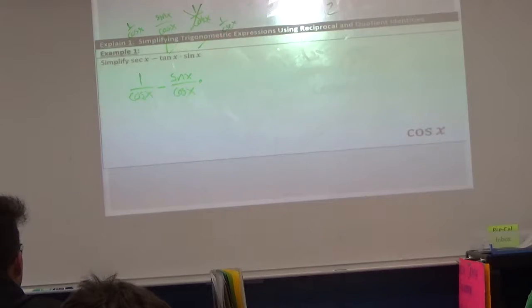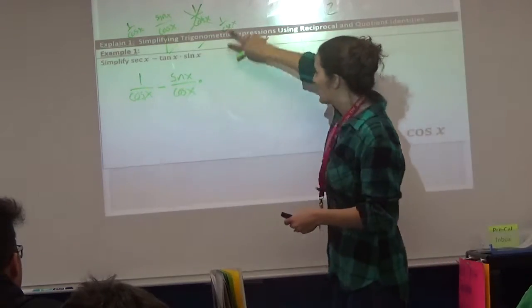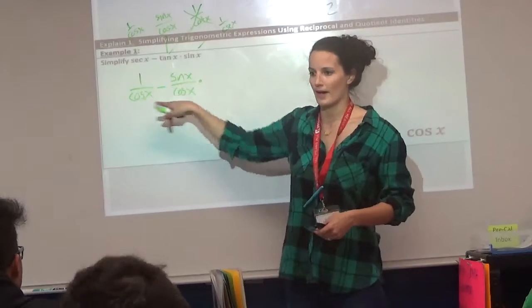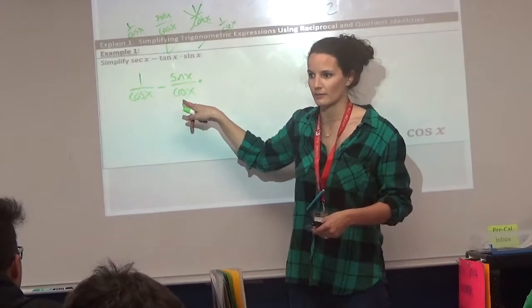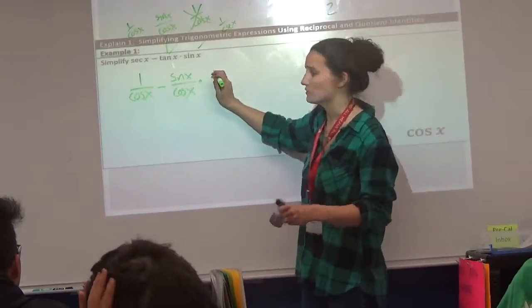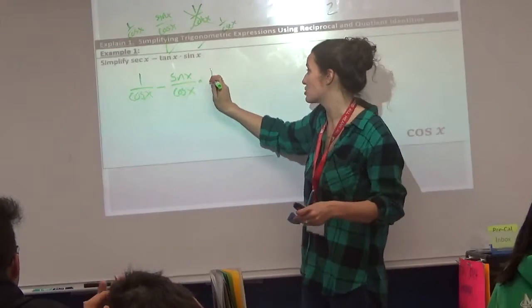I could write sine as 1 over cosecant, but I could also just leave it as sine. If I leave it, then I'm not going to get a cosecant on the bottom. If I get cosecant on the bottom, then this is no longer going to match, right? I'm not going to have cosine and cosine. Now I'm going to have cosine and cosecant. Let me show you.